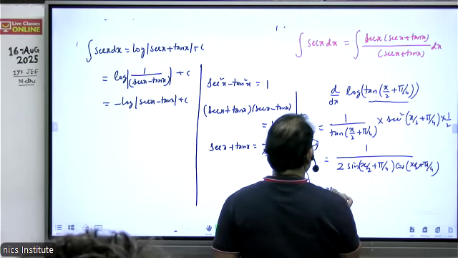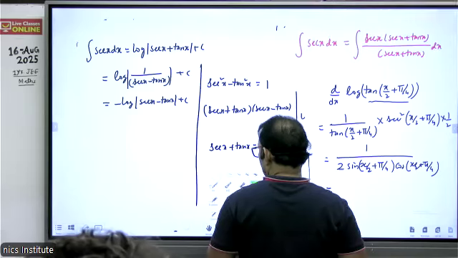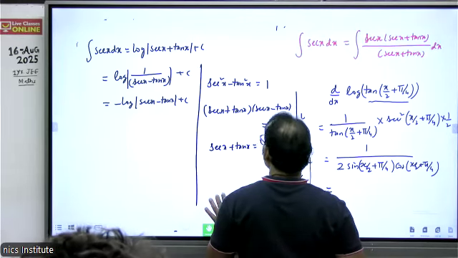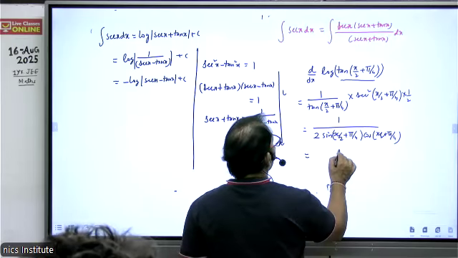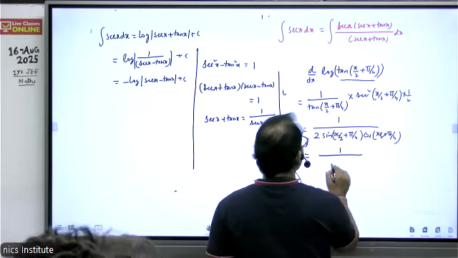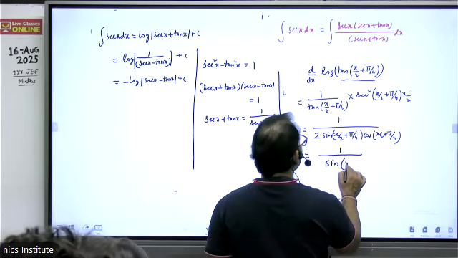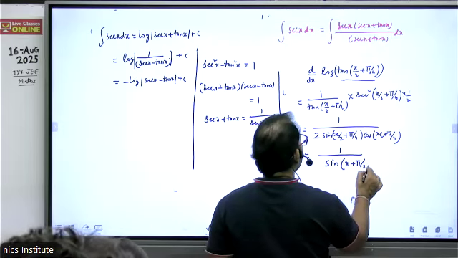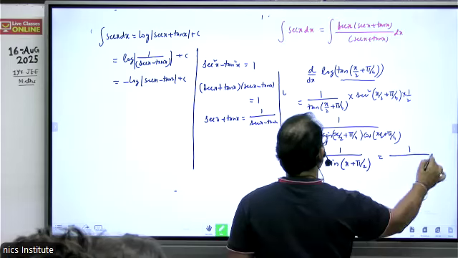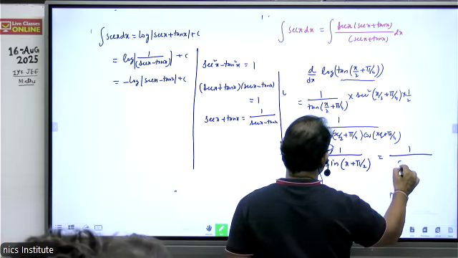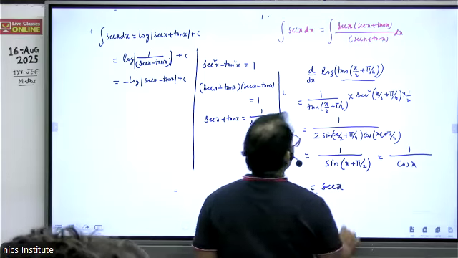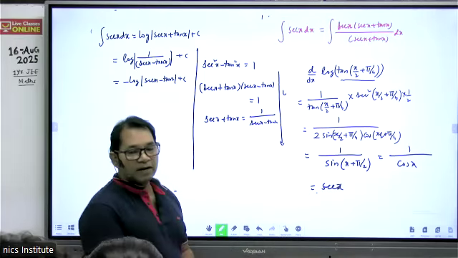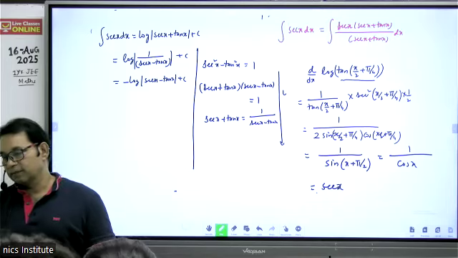Oh, is it secant x? I think... No, you think correctly. So it is 2 sine a cos a, which is sine 2a, is sine x plus pi by 2. What is sine 90 plus theta? Sine 90 plus theta is cos theta, cos x. 1 by cos x is, right, so derivative of this is sec x.